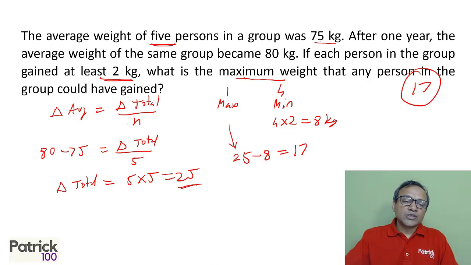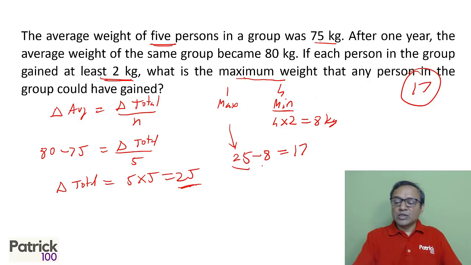Right? So first, change in average is change in total upon n. From that you get change in total is 25. The change in total is because of the change in the weight of these 5 people. You want to maximize something, minimize everything else. So the minimum of the 4 people is 8 kgs. So the last person's maximum will be 25 minus 8, which will be 17.